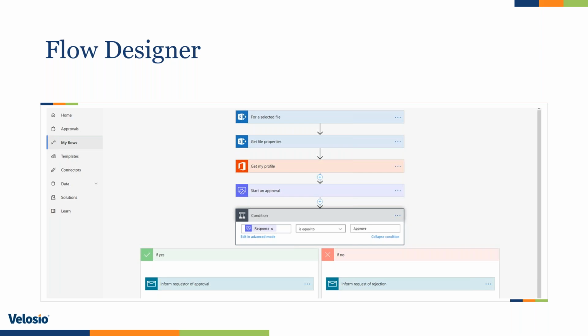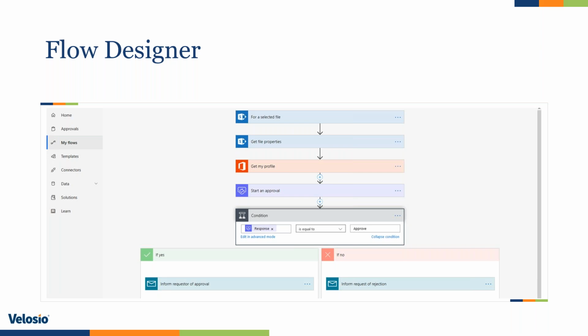I want to point out the logos on the left-hand side. We are accessing multiple different areas. We're accessing SharePoint, Office 365. We're pulling in who my manager is. We're accessing the Flow engine. And then finally down at the bottom, we're sending an email response.